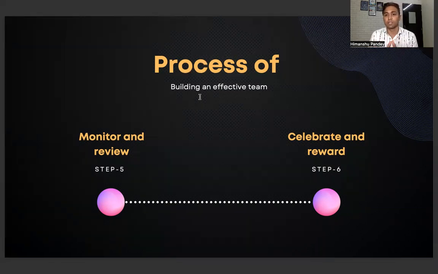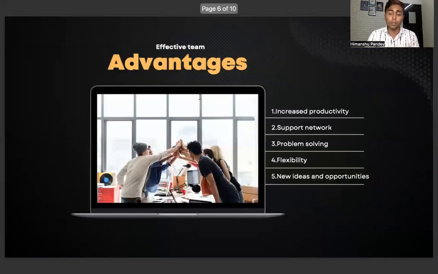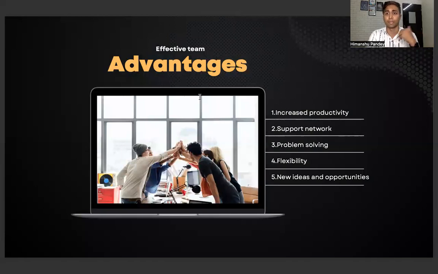Then after all these stages, you need to celebrate and reward. If one of your team members is not doing well, you will monitor or review him or her. But if your team member is doing well, you need to give a reward to motivate and encourage him, so that he will do the same thing again and again for the reward or the celebration maybe. So this was the entire process of making an effective team.